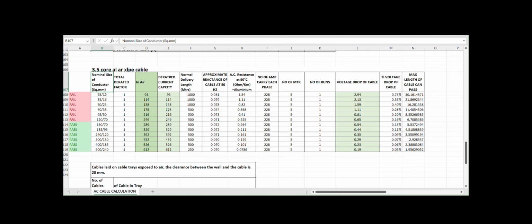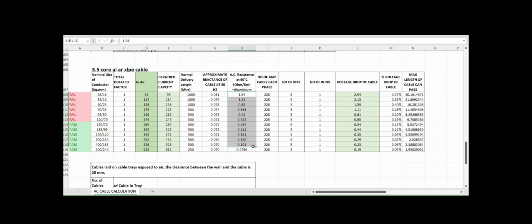So nominal size of conductor I have selected from the datasheet. Then the total derating factor is calculated by our derating selection. In air, the cable's current carrying capacity in air is shown here. Derated current capacity means after derating, that is the capacity. Then nominal resistance per meter as per datasheet, then approximate reactance of cable at 50 Hz. This data I am getting from the datasheet.